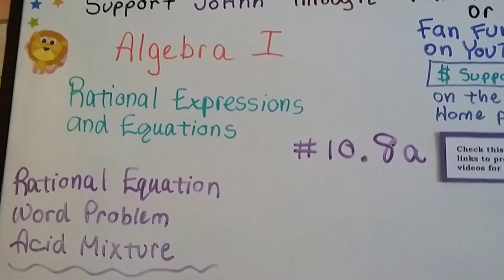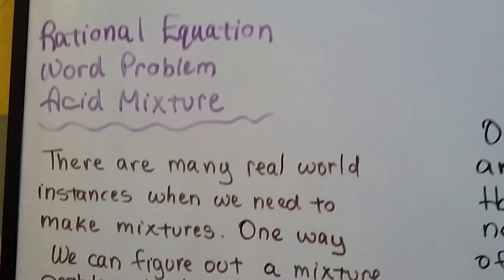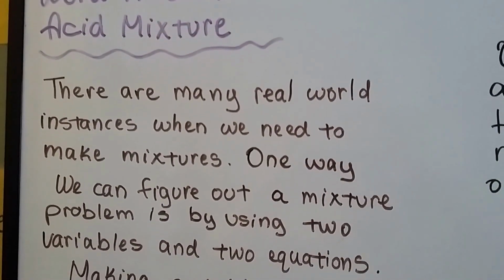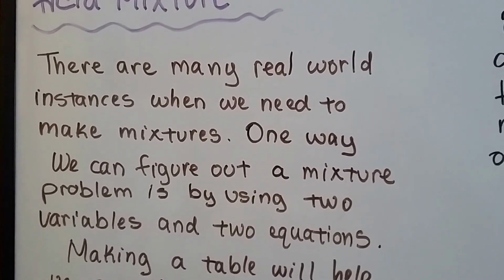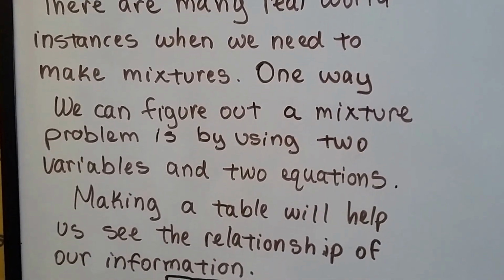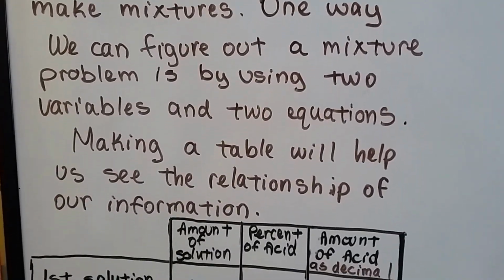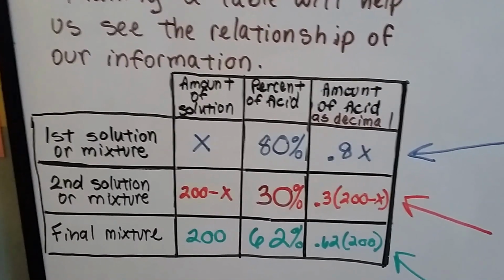Algebra I 10.8a, rational equation word problem, acid mixture. So there's many real-world instances when we need to make mixtures, and one way we can figure out a mixture problem is by using two variables and two equations. And making a table will help us see the relationship of our information.